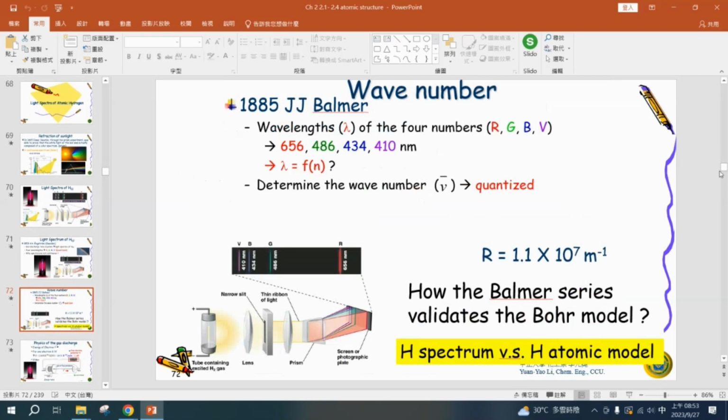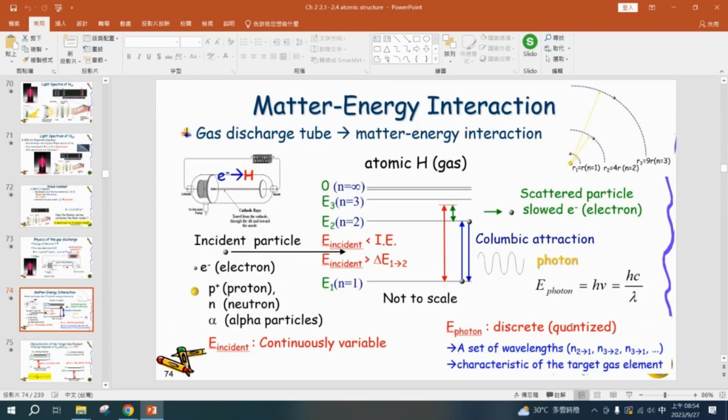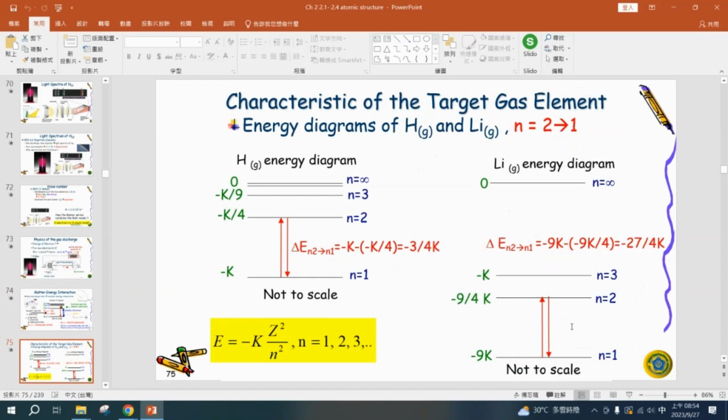J.J. Balmer, according to these wavelengths, developed an equation. I hope you still remember. And we were thinking, can Balmer's equation validate with the Bohr model? Can this experiment match the theoretical hypothesis or theoretical equation? Can we do that? So before we introduce that, we want to know the details about what's going on in the gas discharge tube. And we started to introduce matter energy interaction. I hope you still remember.